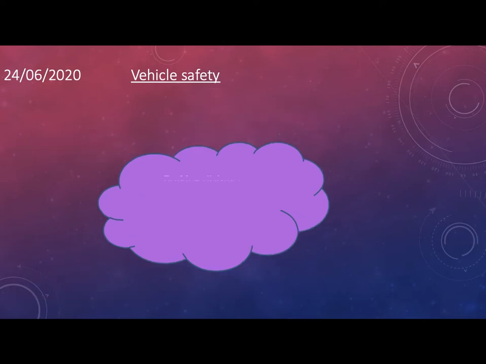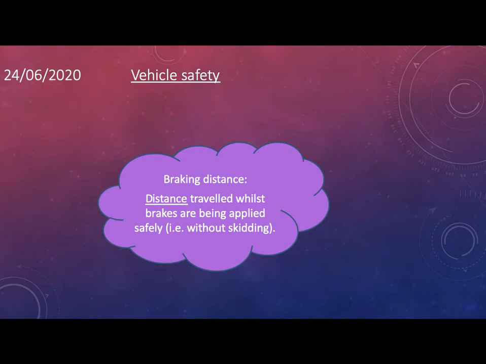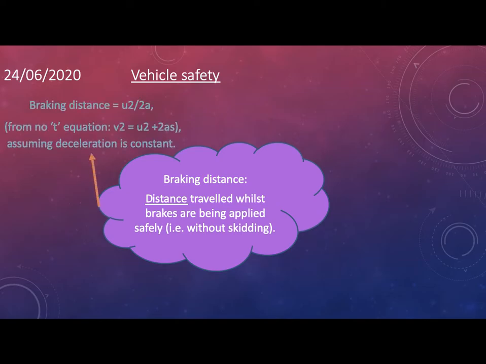What about the stopping distance then? We said that the braking distance is the distance it takes to brake the car safely once the brakes are applied, without skidding. Well, if we're trying to think about that in terms of our SUVAT equations, then the braking distance is going to be u squared divided by 2a. I've just realised that's not formatted right. U squared divided by 2a from the no t equation, which is v squared equals u squared plus 2as.